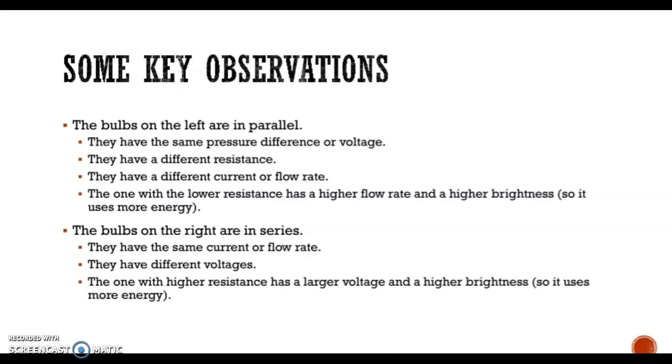So we can conclude from those two small experiments, those mini micro experiments within an experiment, that higher flow rate corresponds to higher energy use. And we can also conclude that a higher voltage also corresponds to a higher use of energy. So both of those statements are true. Both the voltage and the flow rate are going to determine how much energy is used by a bulb.